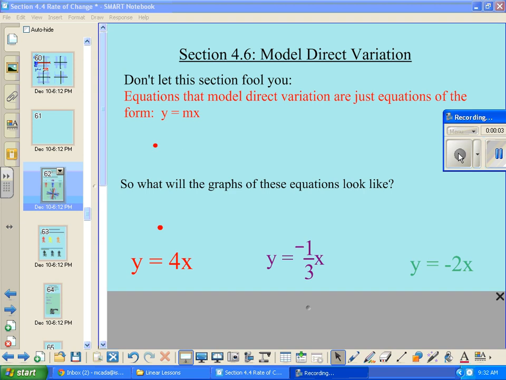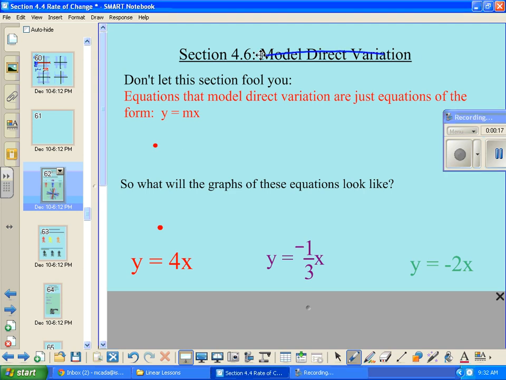Today's lesson is on section 4.6, Model Direct Variation. I'm going to make an adjustment to the title of this section though, because the book in this regard is kind of outdated for this section. What they now talk about when we talk about the 8th grade standards, what students have to know to pass 8th grade or to be prepared for the next level, is we talk about these as proportional relationships. That's the term they've given them now.